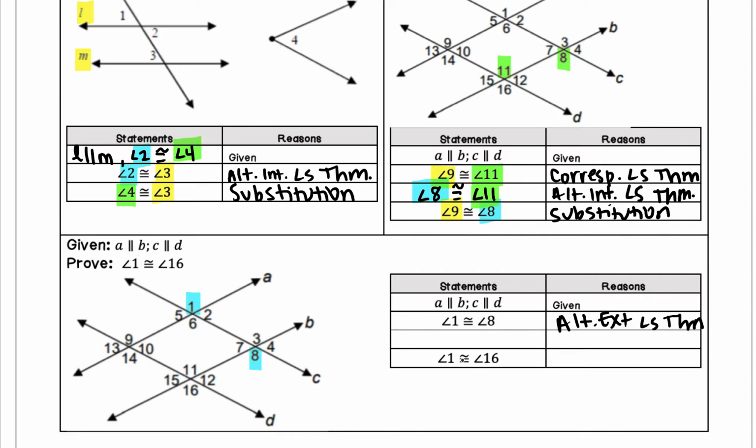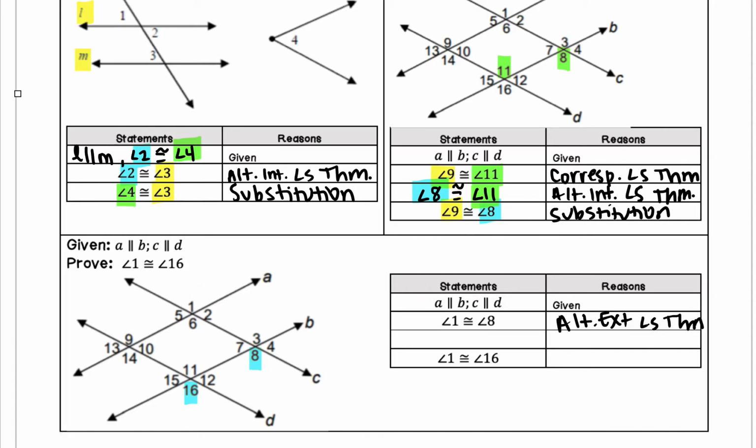My last step is that I'm trying to put 1 and 16 congruent to one another. But as we said, 1 and 16 are not on the same set of transversals. So we're going to now focus on how we can bridge these, because I know 1 and 8 have a relationship. So let's see if 8 and 16 have a relationship.